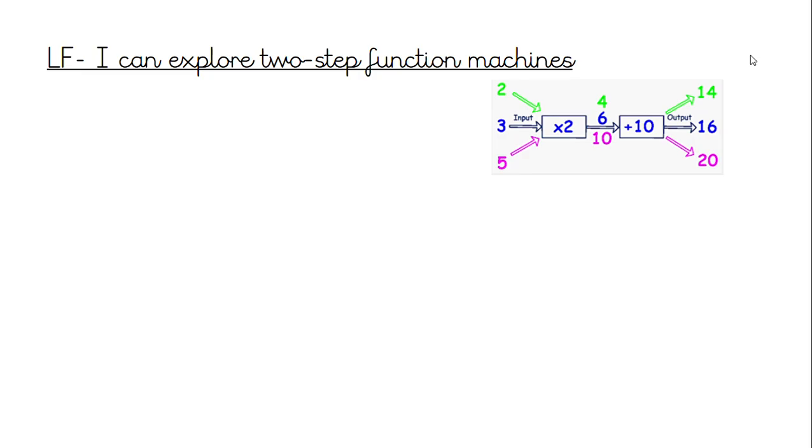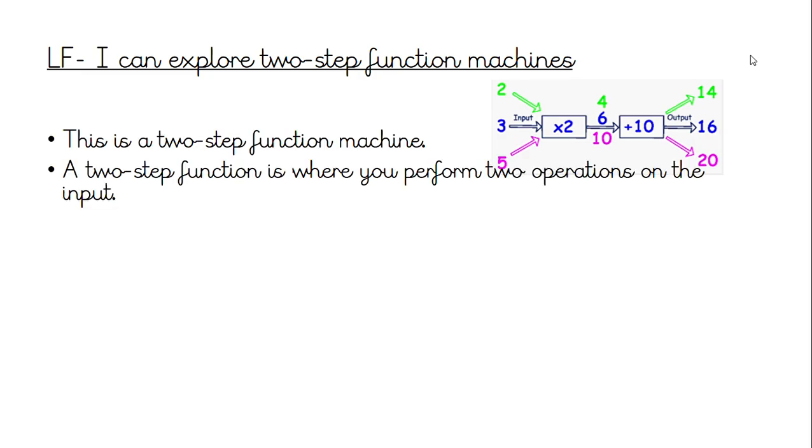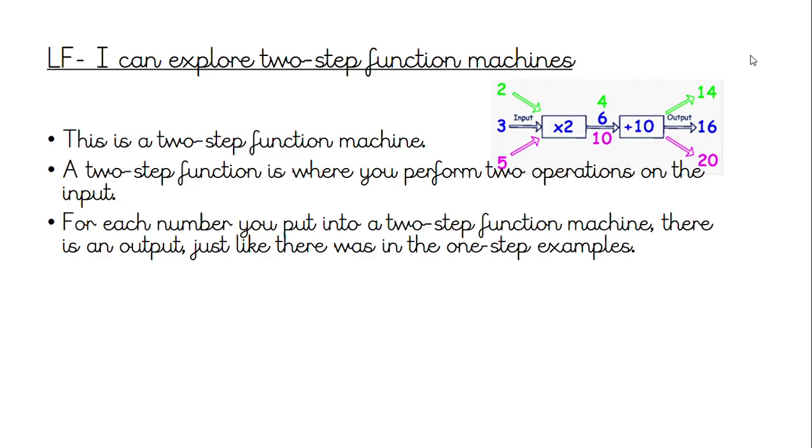So in this case, we have 3 multiplied by 2 as the first function. We have that midpoint of 6. We then act the second function on it, which was add 10, to get the final output of 16. This is the two-step function machine example, and we perform 2 operations on the input. For each number you put into a two-step function machine, there is an output, just like there was in the one-step examples.